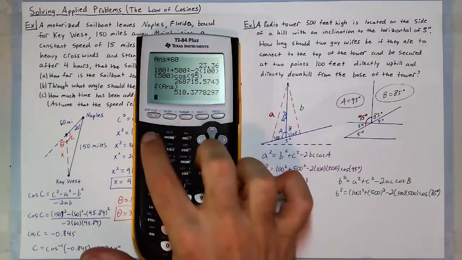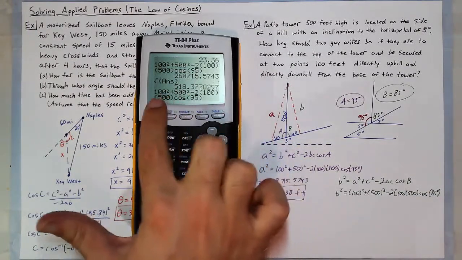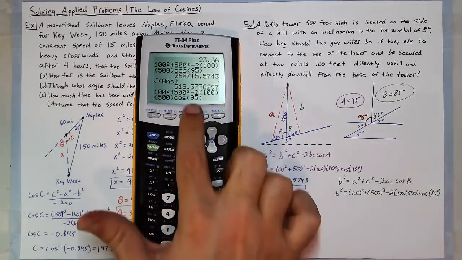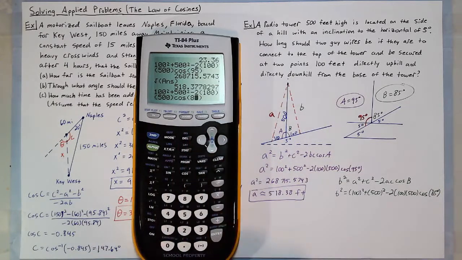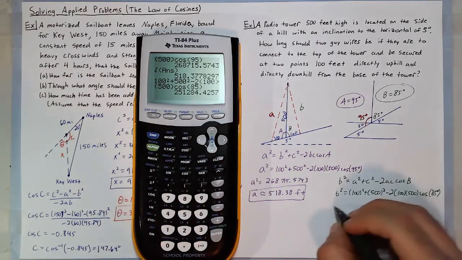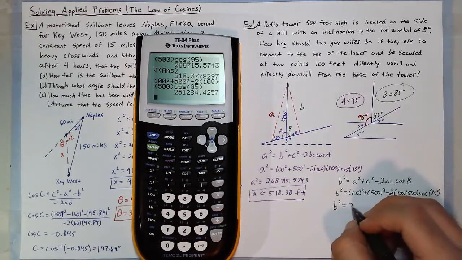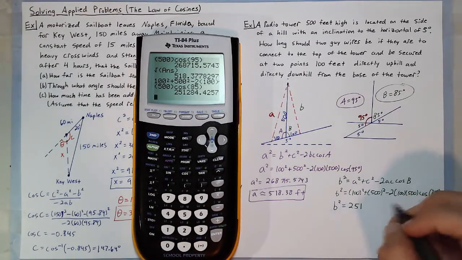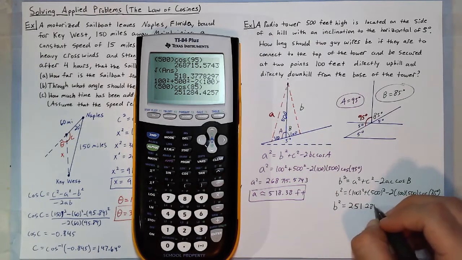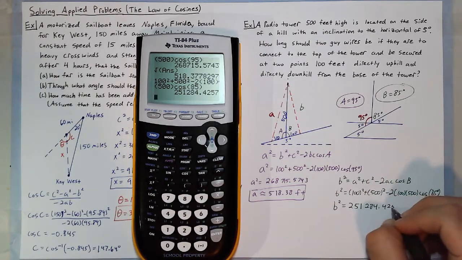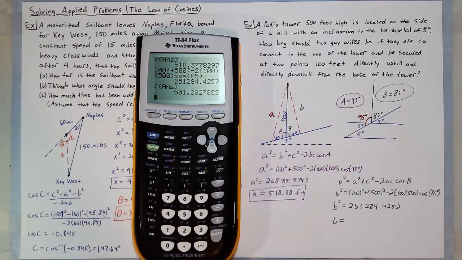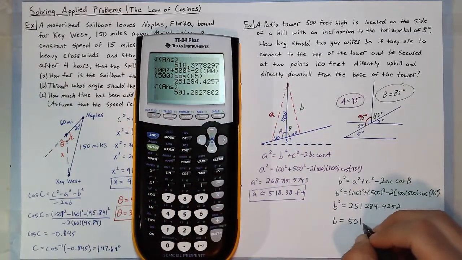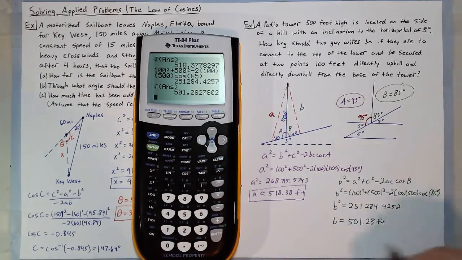So again, I'm going to plug back in that same statement from above, 100 squared plus 500 squared minus 2 times 100 times 500 times the cosine of 85 this time. And now B squared equals 251,284.42857. Taking the square root of that gives me 501.28 feet for the other guy wire, approximately.